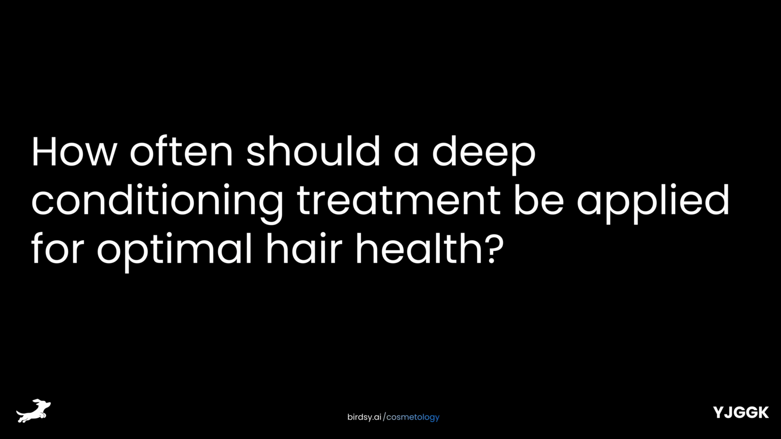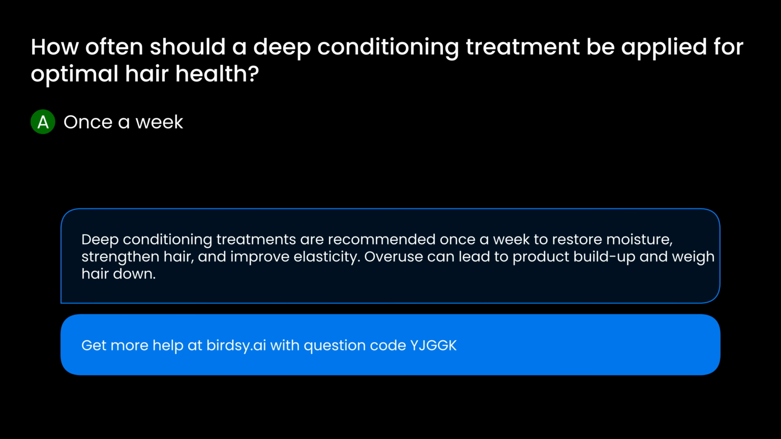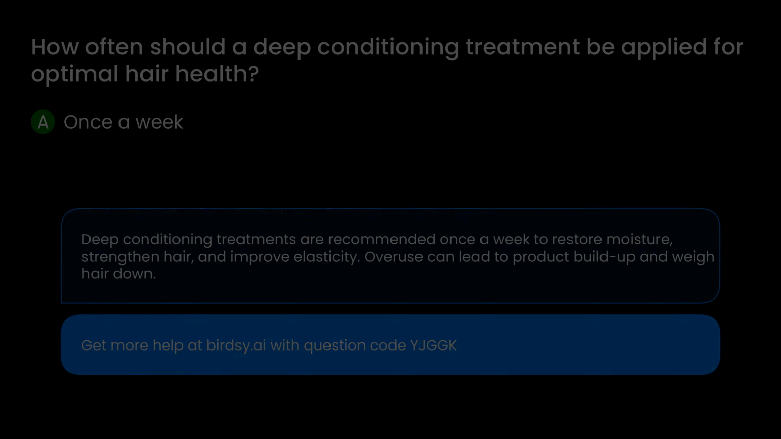How often should a deep conditioning treatment be applied for optimal hair health? Is it A, once a week, B, daily, C, once a month, or D, every 6 months? The answer is A, once a week. Deep conditioning treatments are recommended once a week to restore moisture, strengthen hair, and improve elasticity. Overuse can lead to product buildup and weigh hair down.